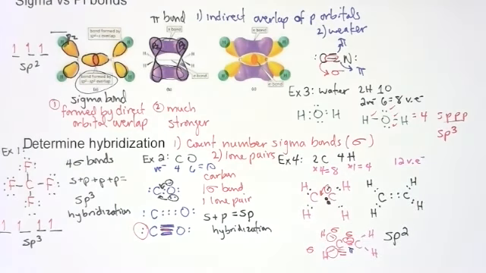Did you get that? All right, what you're going to do now is go back through all of the Lewis structures that you've already created, and find the hybridization on all of the atoms by counting the number of sigma bonds and the number of lone pairs. All right, so off you go with that.